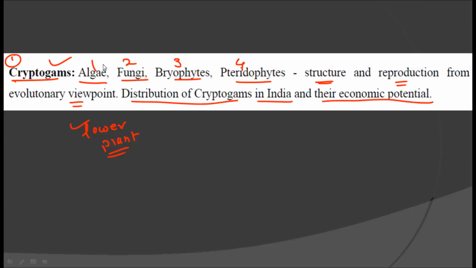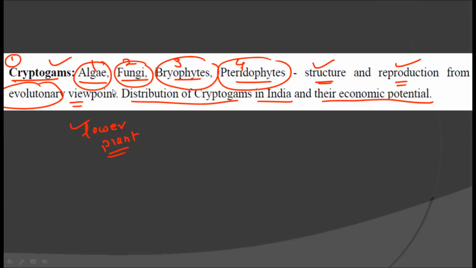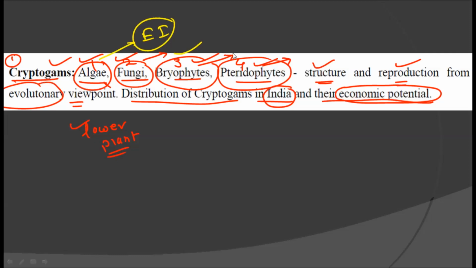economic potential. For each category, that is algae, fungi, bryophytes, and pteridophytes, you have to study their structure and reproduction from the evolutionary point of view, and then you have to study how they are distributed throughout India, that is, distribution of the algae throughout India, then distribution of the fungi throughout India, then distribution of bryophytes and pteridophytes throughout India. Plus, you have to know their economic potential, that is, the economic importance of algae, fungi, bryophytes, and pteridophytes. If you are already a subscriber of this channel, then you may know that the economic importance of the algae, bryophytes and pteridophytes is already given in video format, right?